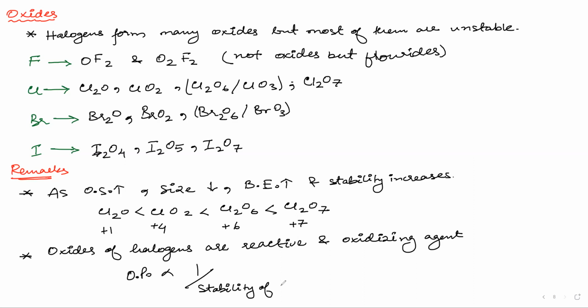of the oxide. So if we want to put the order here, Cl2O will be the most powerful oxidizing agent. The oxidizing power will be the most for Cl2O, then for ClO2, then we have Cl2O6, then the most stable one, that is Cl2O7.